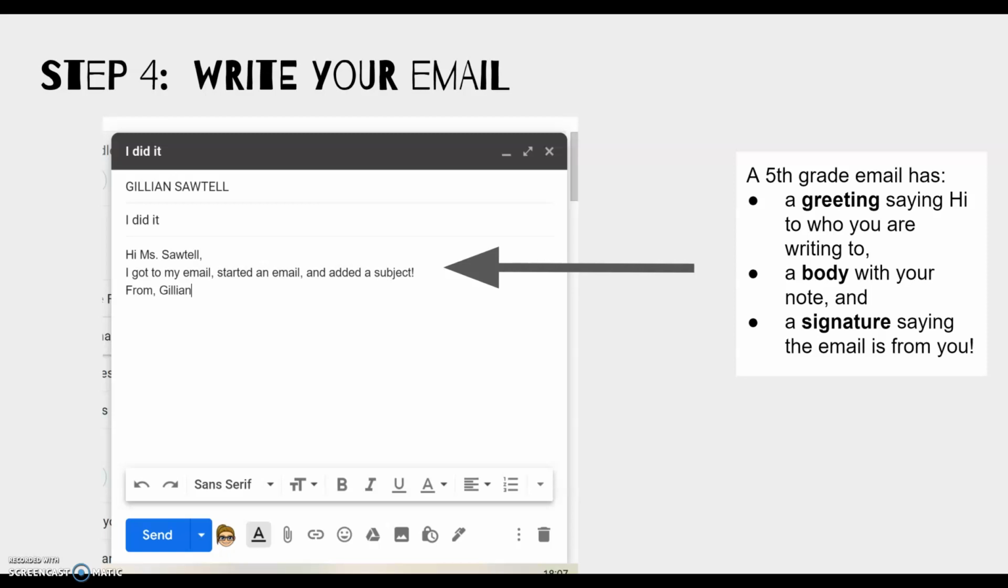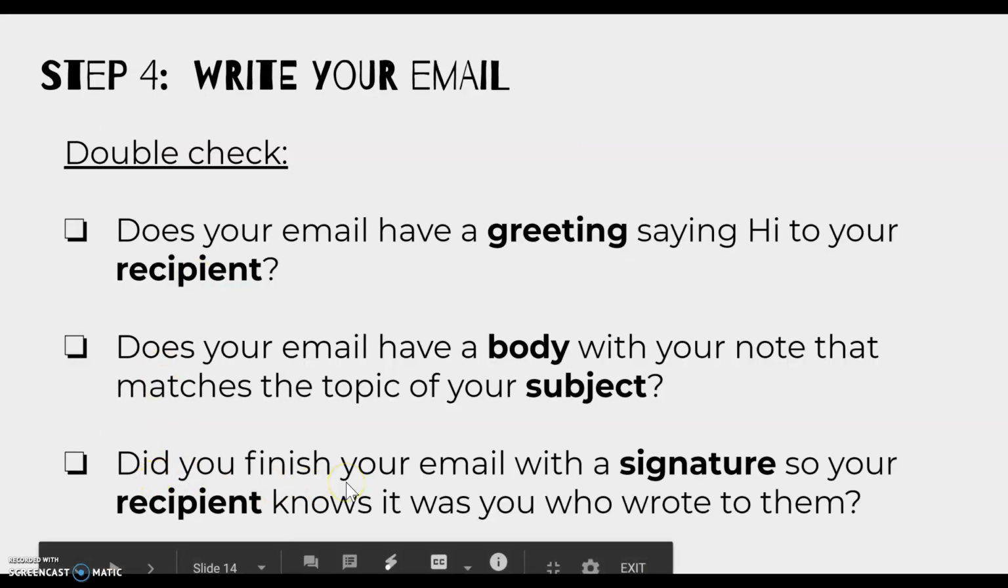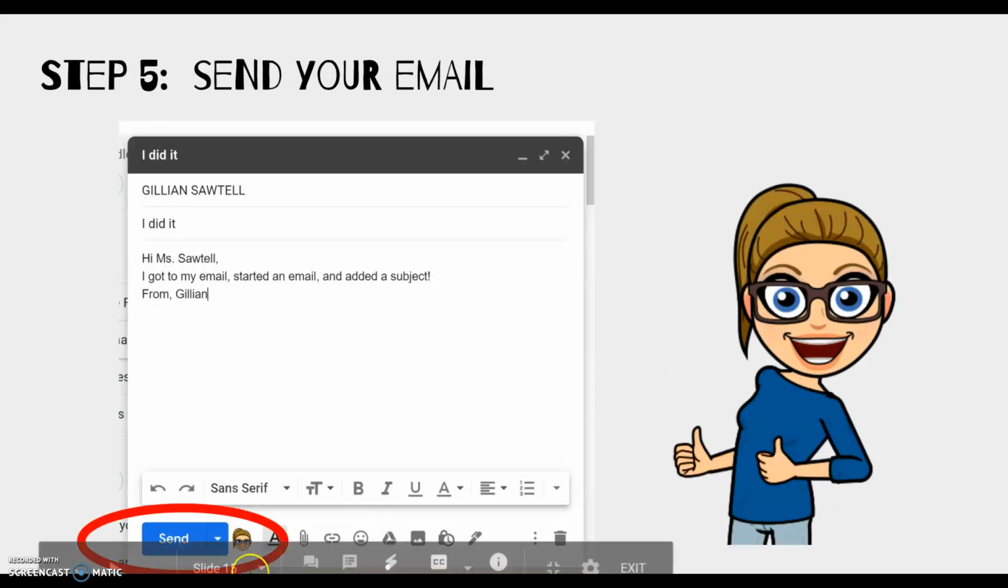Let's go back. I did it. I got to my email, I started an email, and I added a subject. Yeah, my subject told you I did these things. It gave you a hint about what I was going to write about. And lastly, did you finish your email with a signature so your recipient knows it was you who wrote to them? Yeah, I wrote from Jillian. When I have my recipient, I have my subject, but I need to go back and fix that. I have my greeting, my note, that's also called a body, and my signature. I can push send. And then I'm all done.